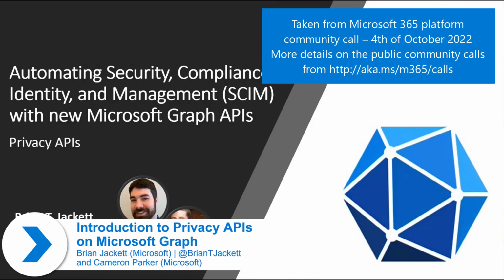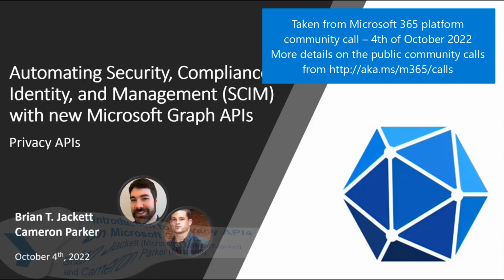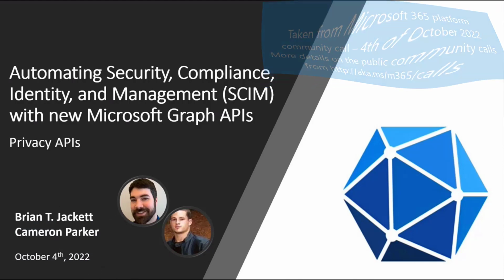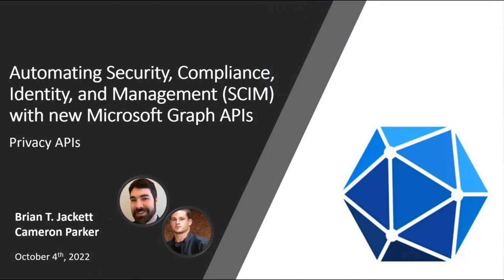And we're going to do another round of introductions on some new APIs that are coming out. If you were on a couple of weeks ago, we did some things on the eDiscovery Premium APIs. This time around, we're going to talk about some of the privacy APIs. This is all part of what we call the Security, Compliance, Identity, and Management, SCIM APIs. And these are going to be available to us in GA, in this case, on the V1 endpoint. So some great things that we'll be able to show you today.